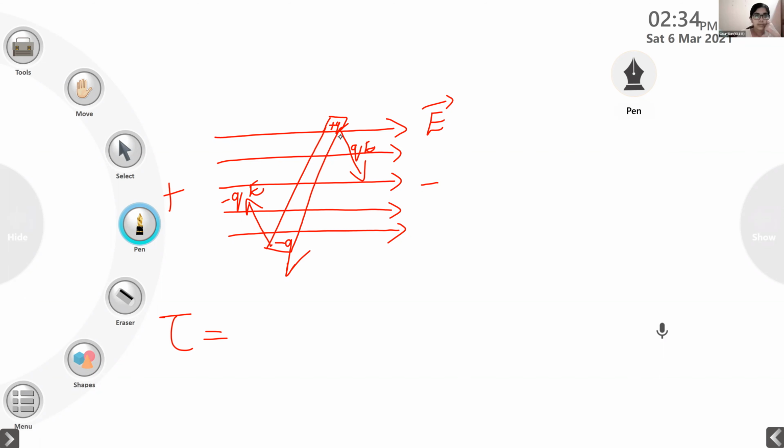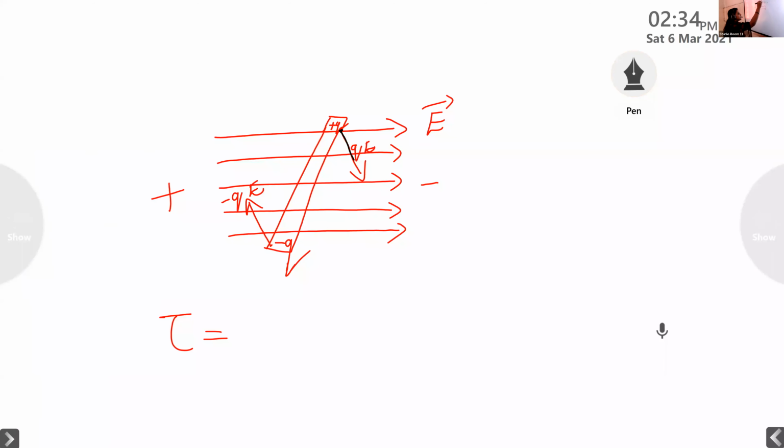Attractive force. And what is its value from this figure? The positive charge experiences a force towards the negative charge, given by QE. Similarly, the minus Q experiences a force towards the positive charge, also given by minus QE. So what is the product of the magnitude of any one of the forces and the perpendicular distance? Which means tau is equal to one term, QE, right? Now, we want to find out the perpendicular distance.